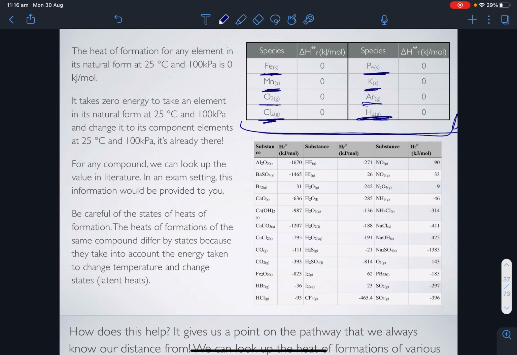For any others that are combinations of atoms, we look it up in a table, okay? So when we're solving problems now, we'll look it up in some type of table, or it will be given to you in a question.